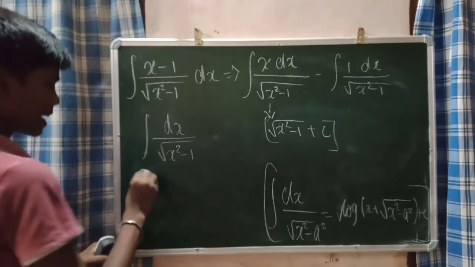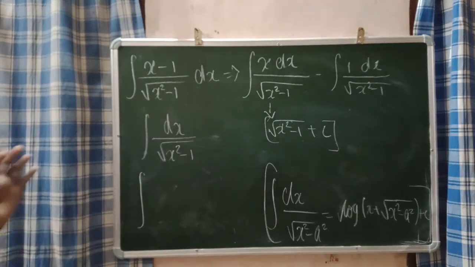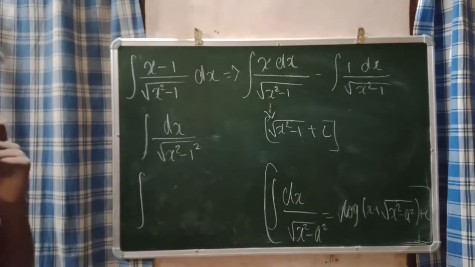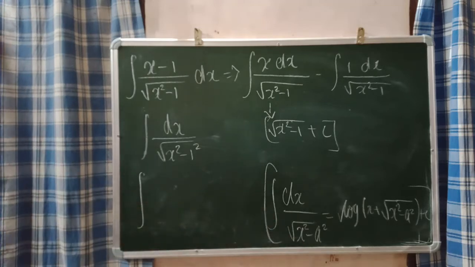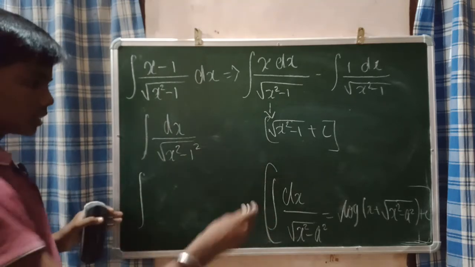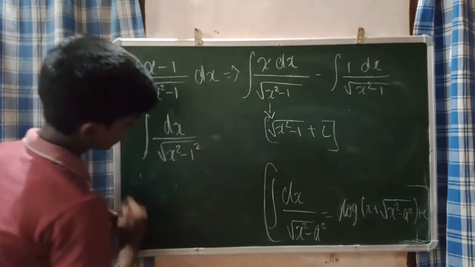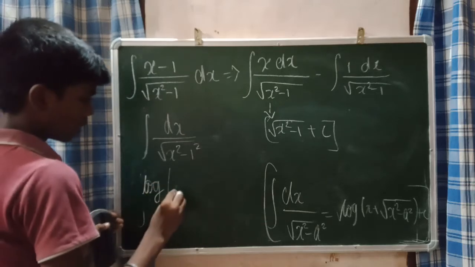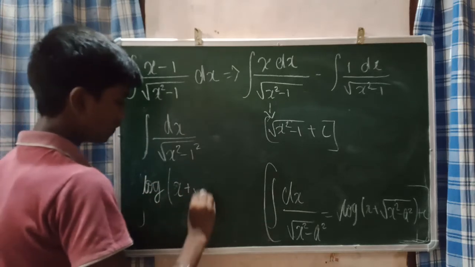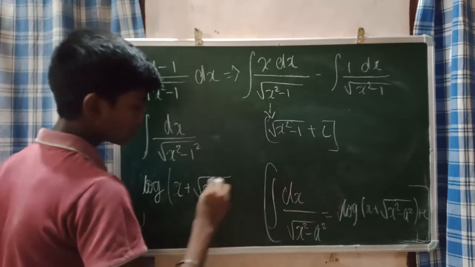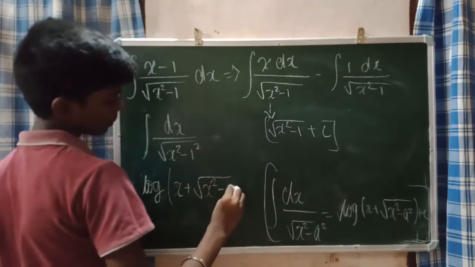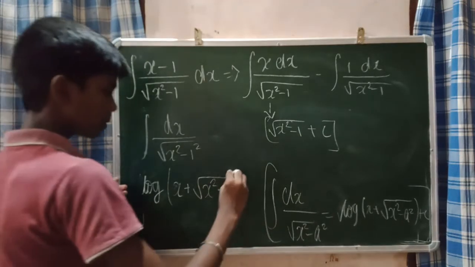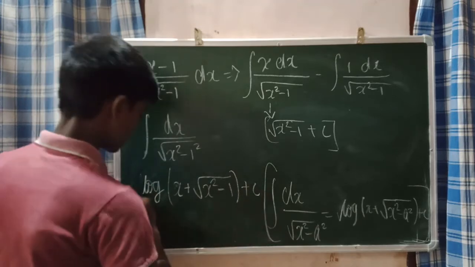When I use this standard integral, I will get integral of dx by root of x square minus 1, where 1 is 1 square. So here x square is x square only, and a square is 1 square. Correct na? Then this will give log of x, what is x here, x only, plus root of x square minus 1 square, which is x square minus 1 because 1 square is 1, then plus some constant. That's the value for the integral.